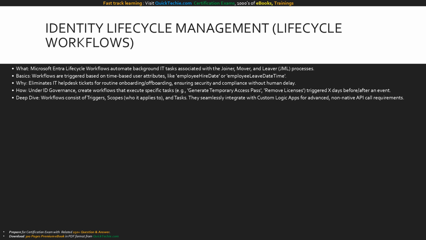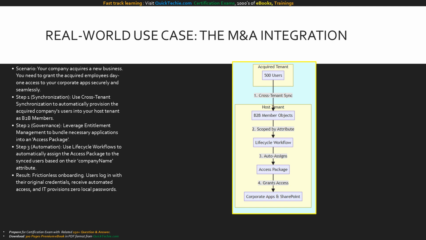If they get promoted, the mover trigger activates, adjusting their access packages automatically. Finally, upon termination, the leaver trigger activates exactly on their leave date. The automated tasks immediately disable the account, strip away all licenses, and remove them from all groups, cleanly terminating their digital footprint. Let's bring everything we've learned into a highly critical, real-world use case: mergers and acquisitions.